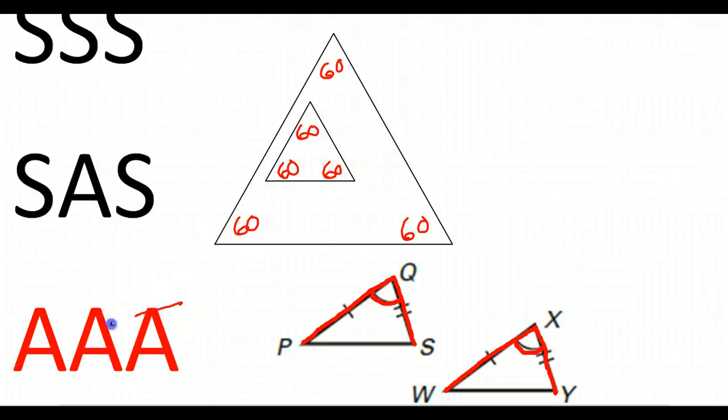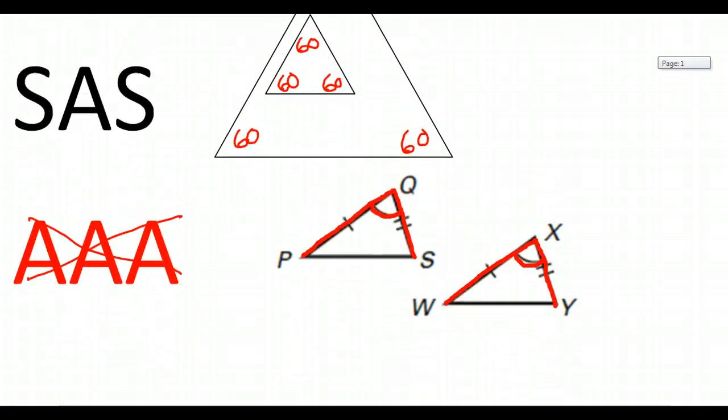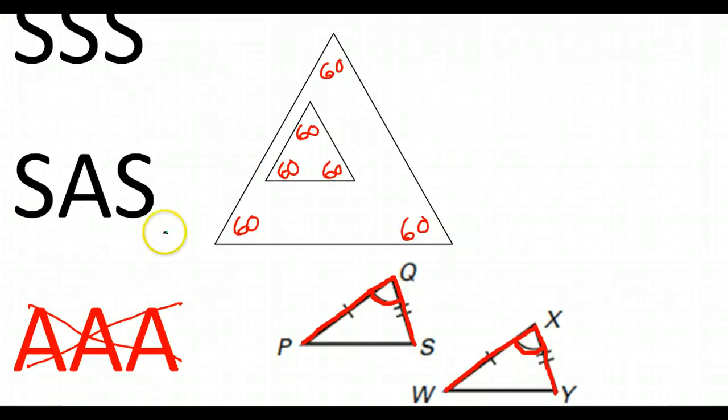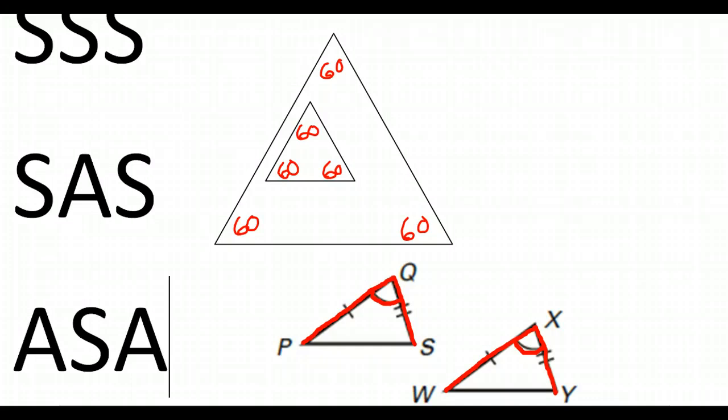So there is no angle, angle, angle theorem. Okay, what else can we do with these letters? Alright, we have side, side, side. We have side, angle, side. Let's see, what else can we do? What about 2 angles and a side? Angle, side, angle. What would that look like?